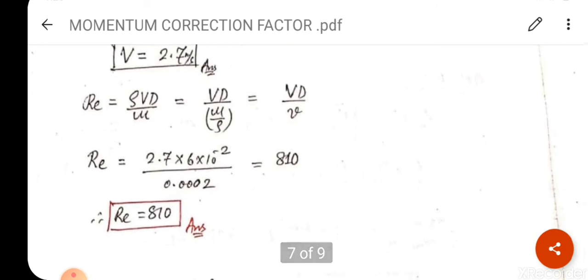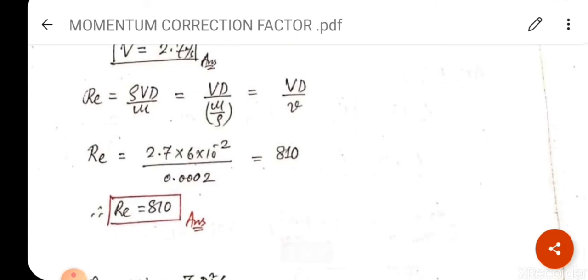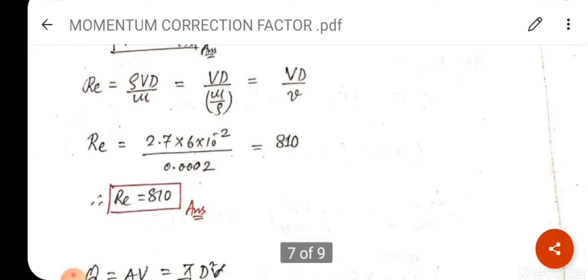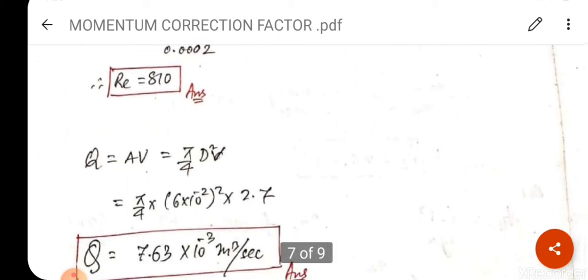Now Reynolds number or Reynolds value. RE is given as rho V d upon mu. So we can write V d upon mu upon rho. Rho we are taking down, mu upon rho. So it will become V d upon nu. So putting the value, we will get the answer as Re value is 810.